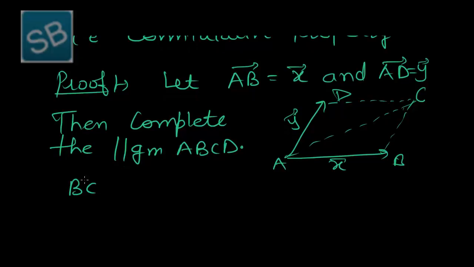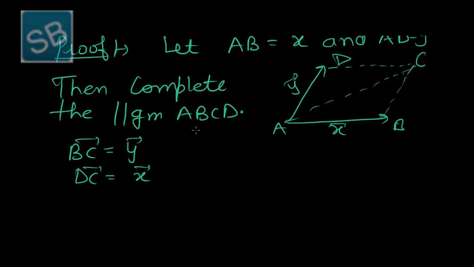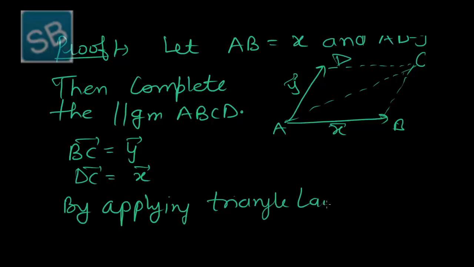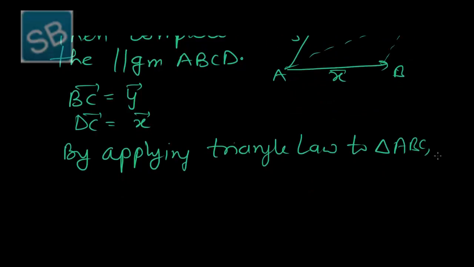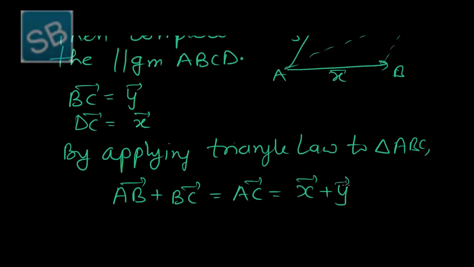So we will get BC is equal to vector y and DC is equal to vector x in the same direction as vector AB and AD. So by applying triangle law to triangle ABC, we will get AB plus BC is equal to AC, that is vector x plus vector y.